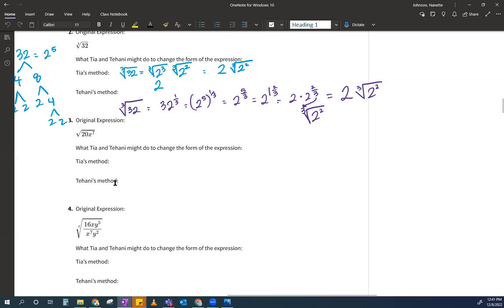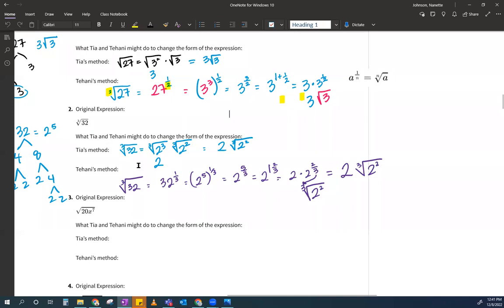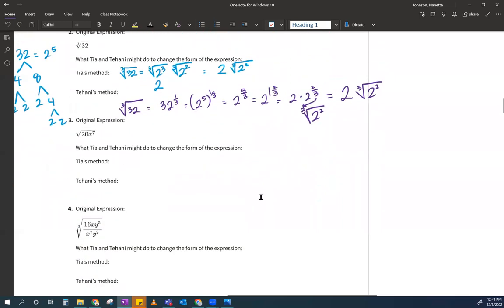Remember that Tia's method uses radicals over and over again, but Tahani likes exponents over and over again. Absolutely. And no quiz today.